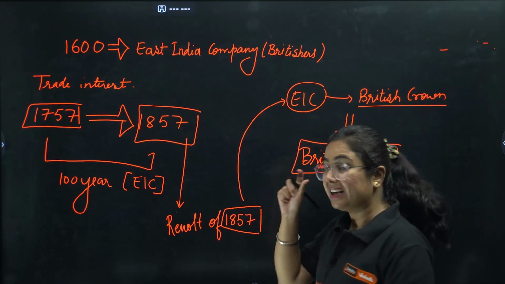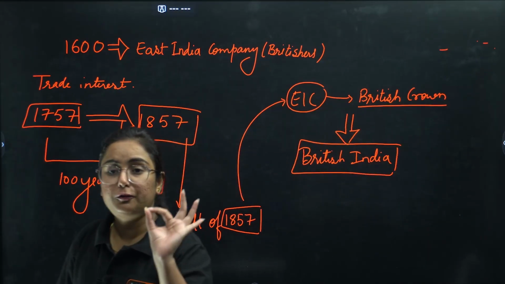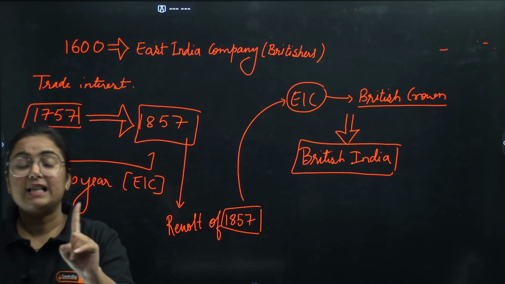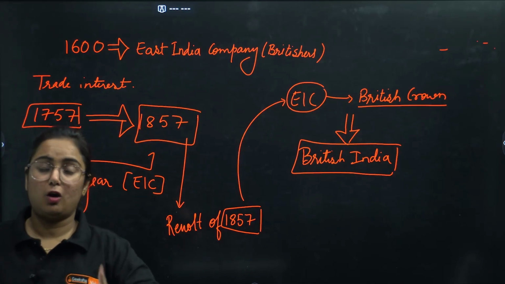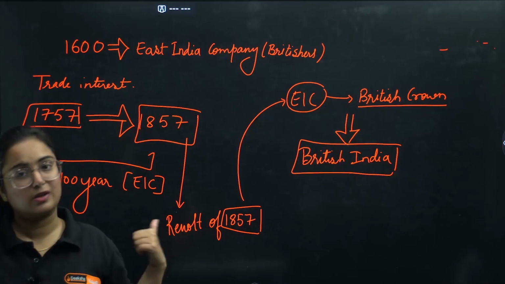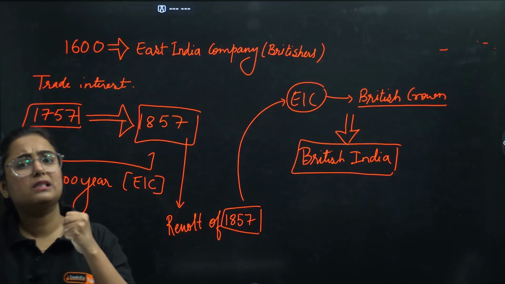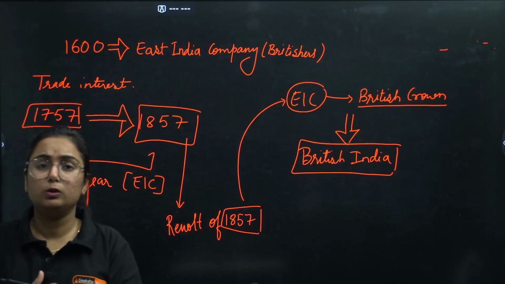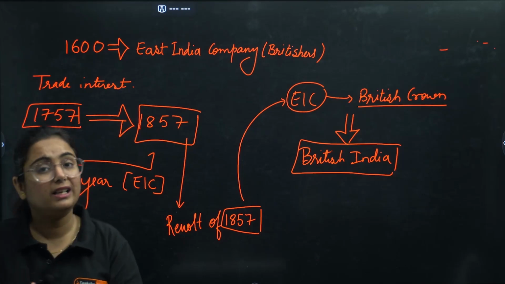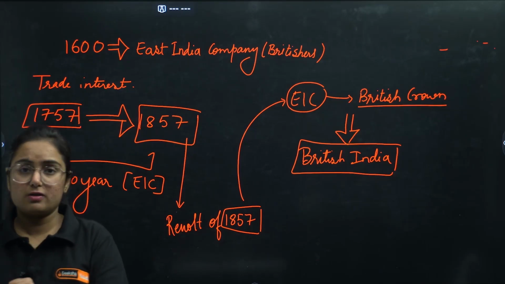But the major reason for the failure of the revolt of 1857 was single: we didn't have any political organization that organized this revolt. Later on, individuals analyzed it and got to know that we need to form a political organization to represent the interest of the people.